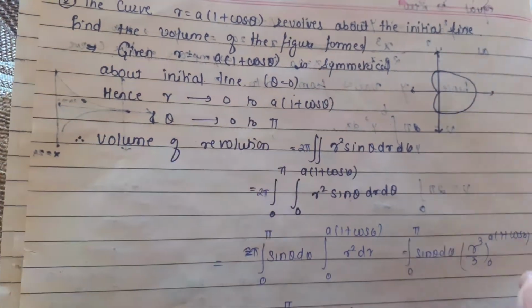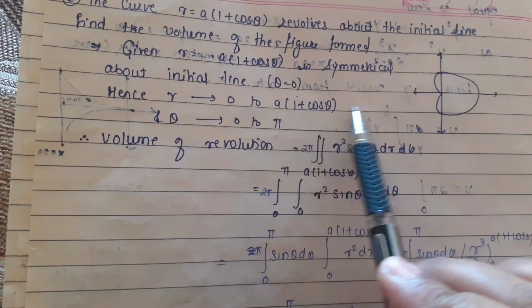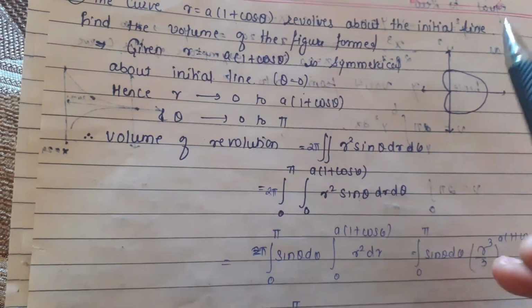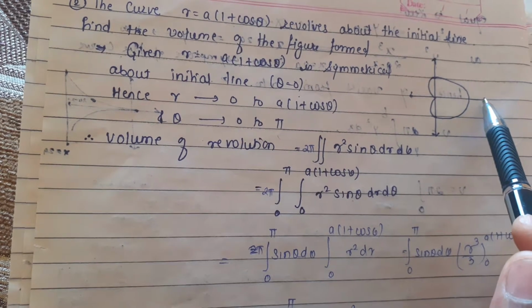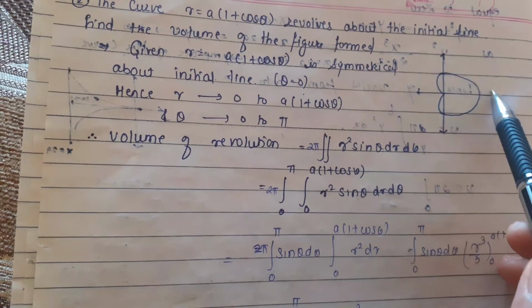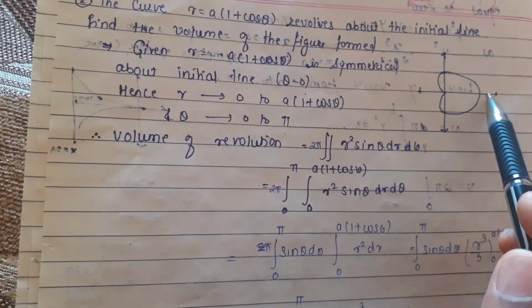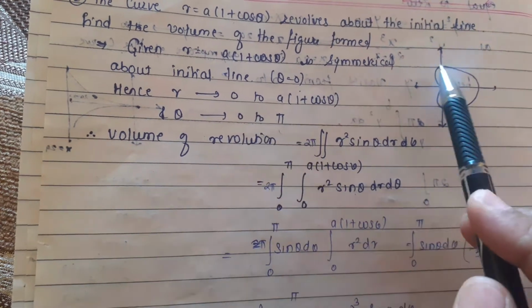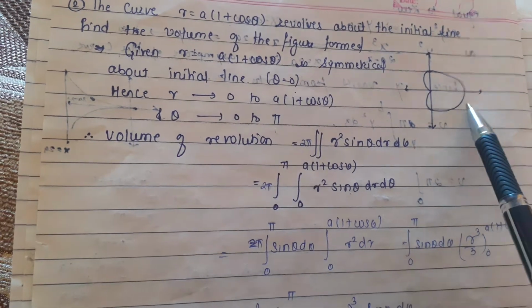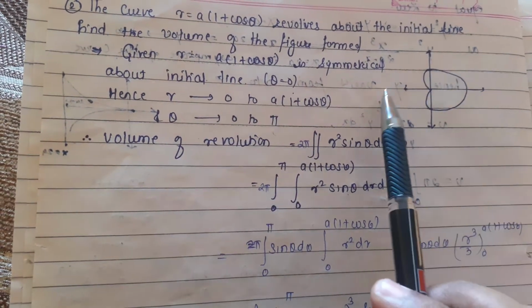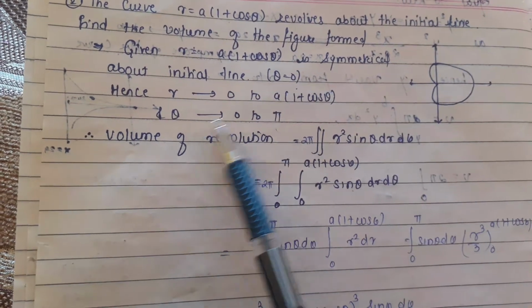Hence r varies from 0 to a into 1 plus cos theta, and theta varies from 0 to pi here. If I consider the initial line, this is our initial line and it revolves here. For this line the angle is 0 degree, this is pi by 2, this is pi, so the total line is 0 to pi, therefore theta varies from 0 to pi. We are taking revolution about that line. So the line is this x-axis, the initial line, theta equals 0 to theta equals pi, hence theta varies from 0 to pi.